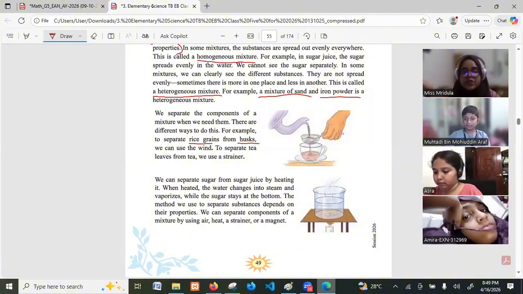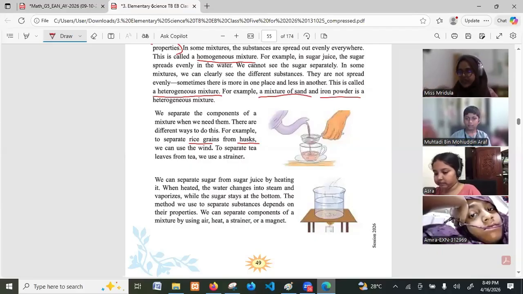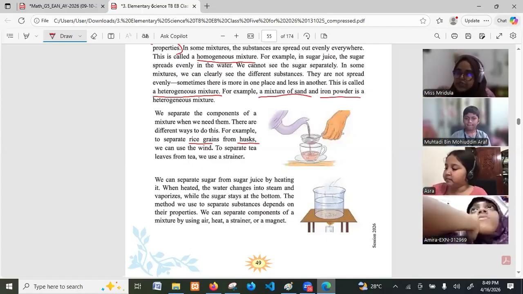So what we can do is use the wind. We can blow the wind, or we can turn the fan on, and all the husks are very light because they are just covers, right? So they will fly away or blow away, and the rice is a bit weighty, right? So it will remain in that container.